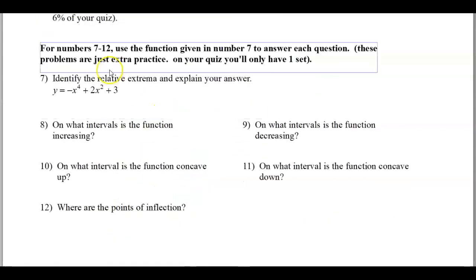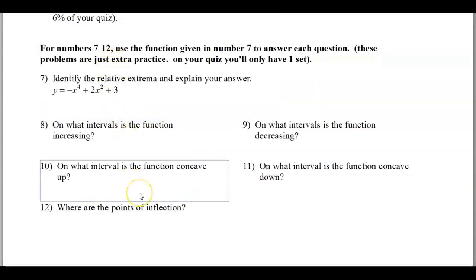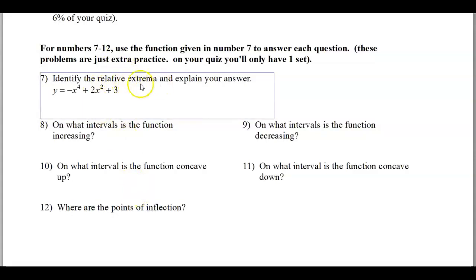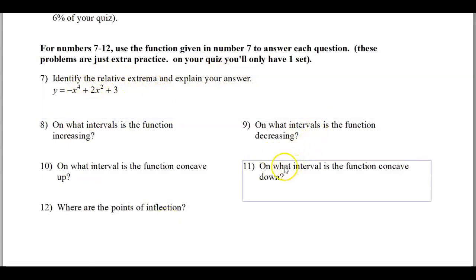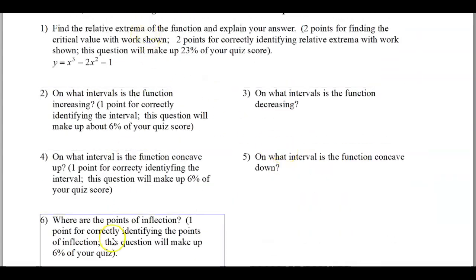All right, numbers 7 through 12, I'm not going to be going over these. I just wanted to give you some extra practice if you wanted it, and you can look at the answer key to see if you got them right. It's just extra practice, and that's it. So on your actual quiz, I'm not going to give you a whole other set like this. It'll just be one set like this. Okay.